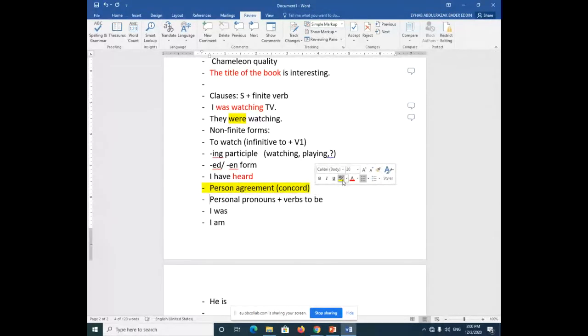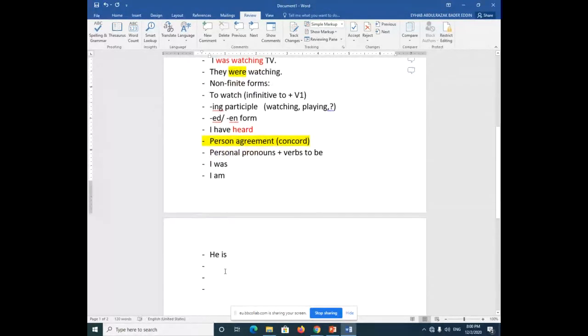This is person agreement. While when we talk about subject verb agreement, then we are talking about the relationship of the number between the subject and the verb. So we say he eats, but we say I eat, right? For example, fish. So we call this subject verb agreement or also concord.